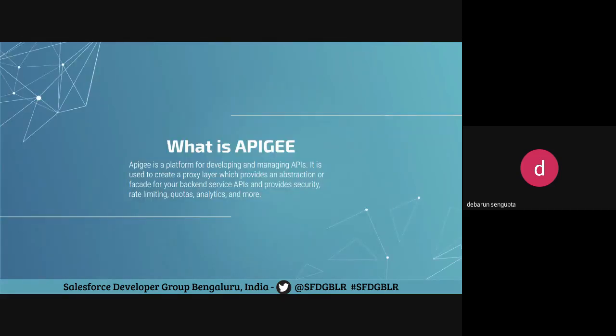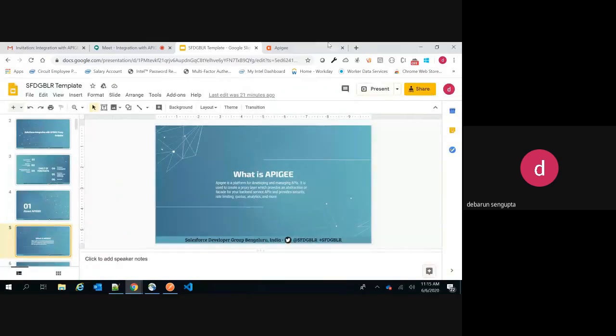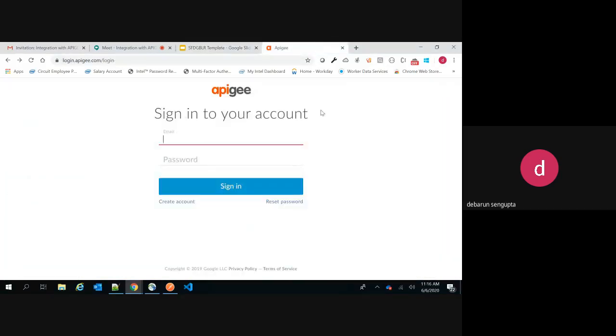Okay, so let me first start with the sign up process. What you need to do initially is go to Google and just type in Apigee. The moment you type in Apigee, you will be directed to this screen, where you have to first create an account. Only with this account will you get the ability to create the endpoint.